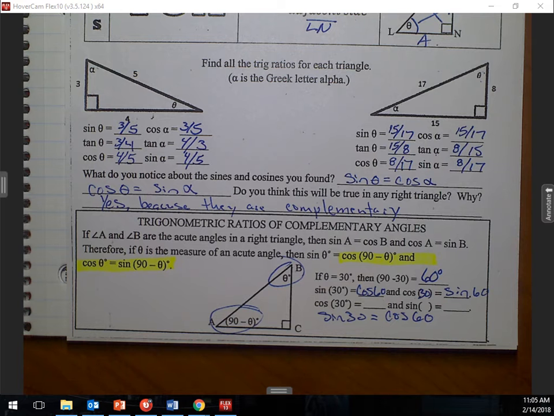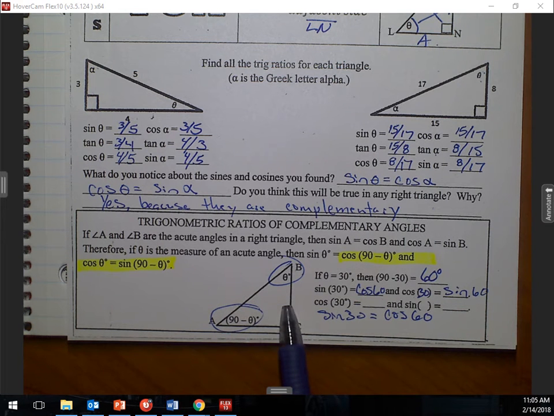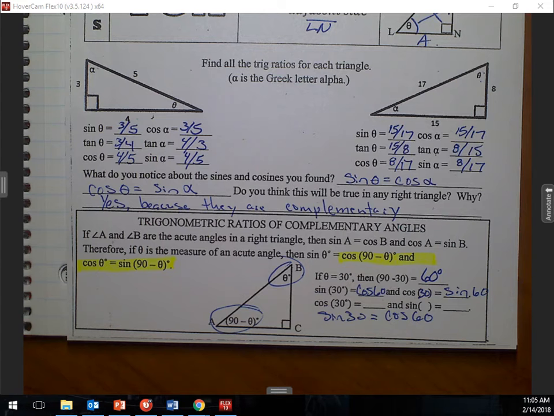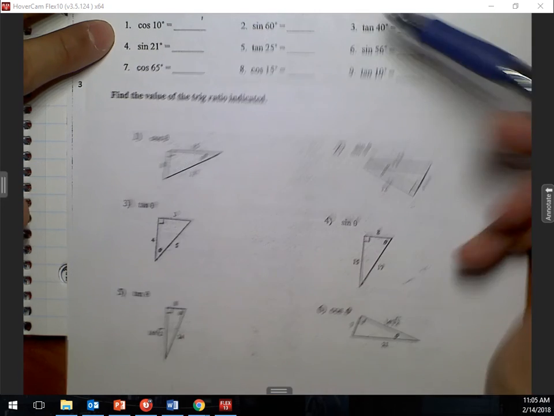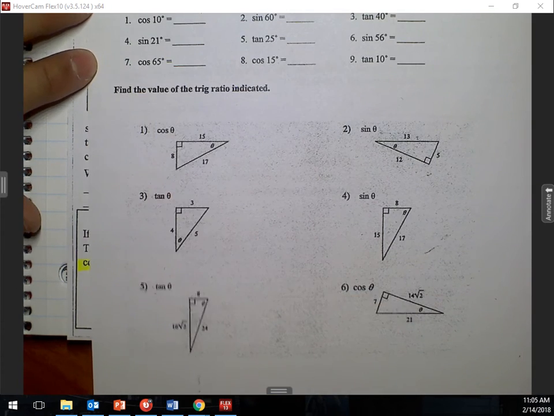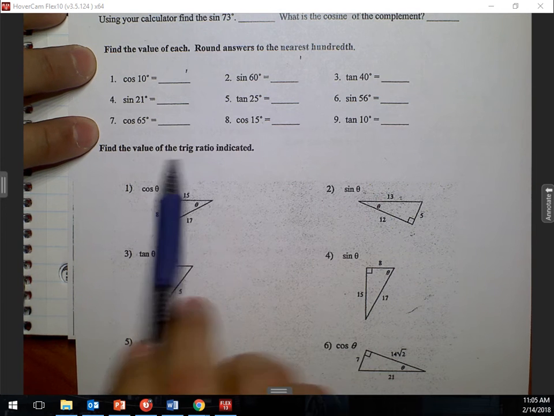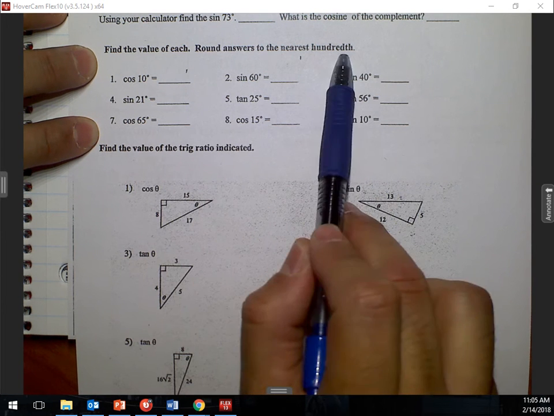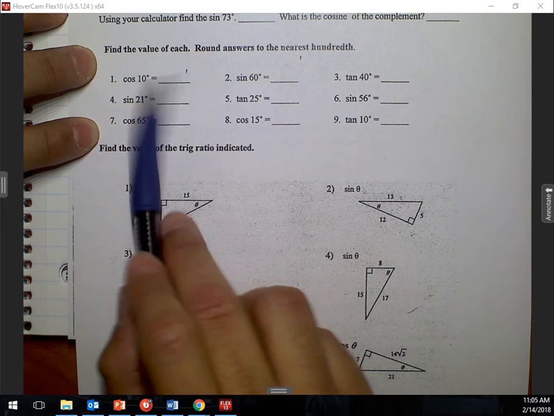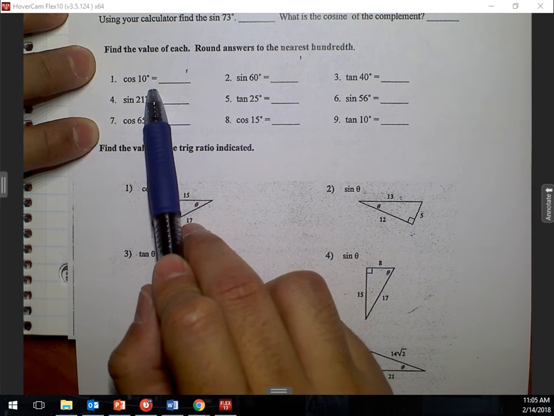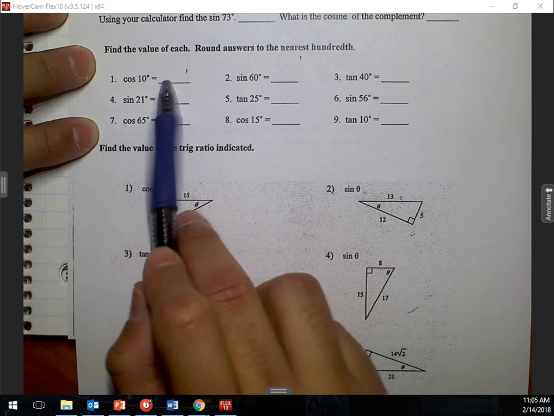Alright, so I wanted to look at the practice real quick. Here it is, on the back side. I'm starting with the back side to show you guys what we're doing. Find the value of each, round each answer to the hundredths. How many place values is that? 2. So in your calculator, make sure it's in degrees. It should say degrees on the upper right-hand corner. So put cosine 10, enter.